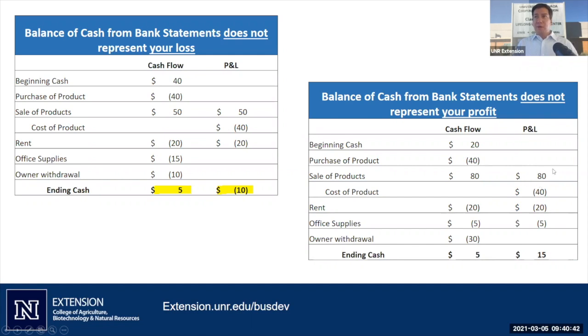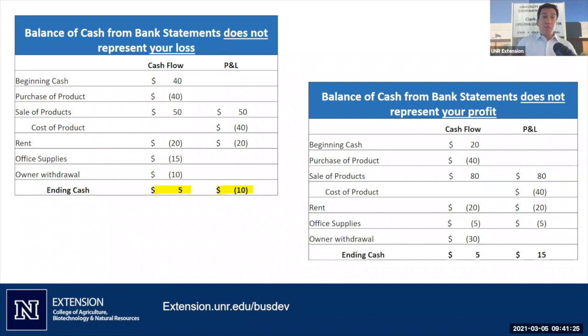On the profit and loss, we got something different. We got the sales of products, 80. We got the cost of the products, 40, 20, 5 office supplies. Here's the office supplies in this example. And 15 as your profit. So if you're doing your taxes or you are doing a report on the profit and loss, you're going to see, okay, I have 15 in profit, but I have only $5 in my bank account. Juan, you've got to be wrong. I mean, that doesn't add up. That doesn't make sense. But it's because different reports measure different things in a different way.